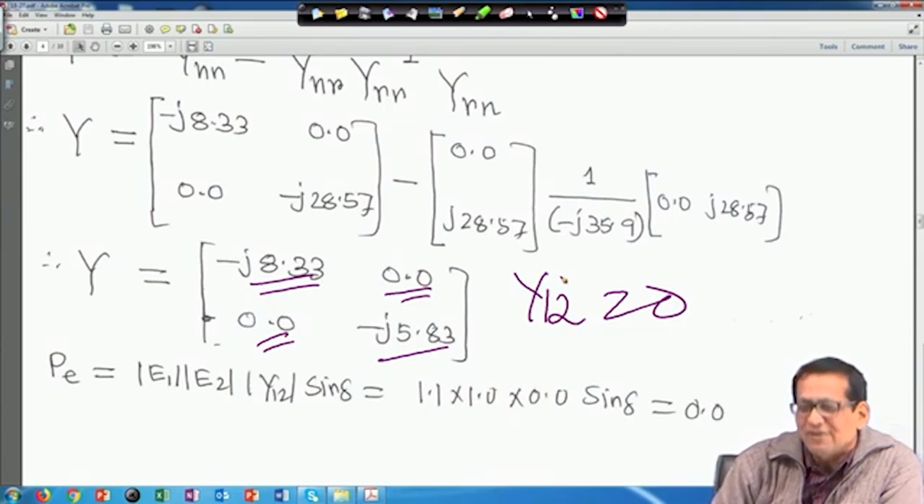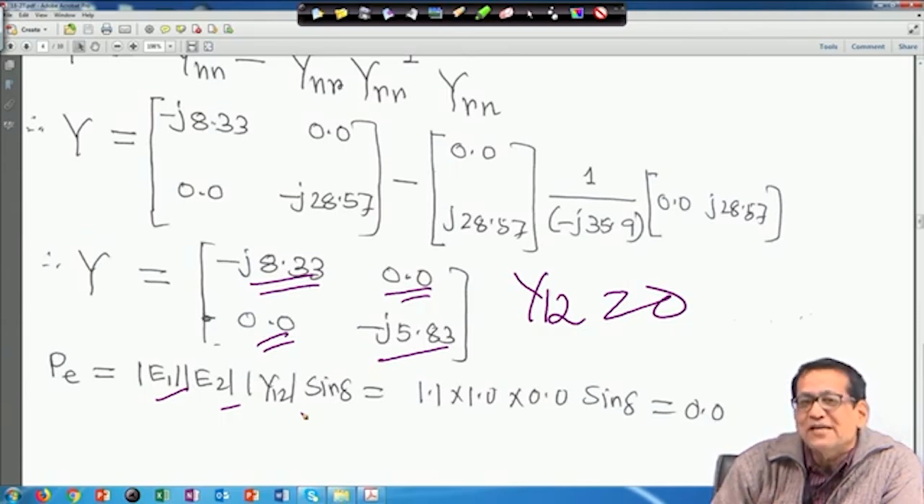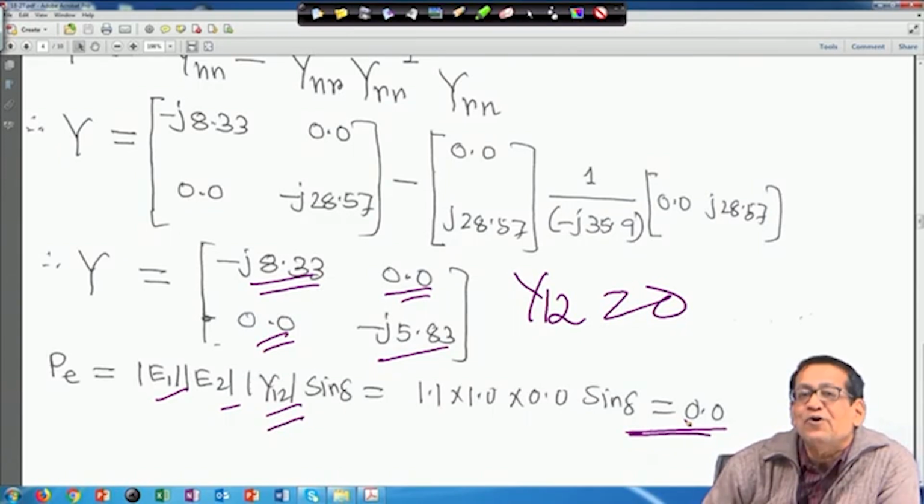That means during fault condition it is P = E1 E2 y12 sin delta. Ultimately, we are bringing it down, that is matrix reduction, in terms of the number of machines, the y bus matrix order. So, basically E1, E2, y12 and sin delta are all magnitudes, but y12 is 0. So, during fault, the power delivered will be 0. This is matching with that.